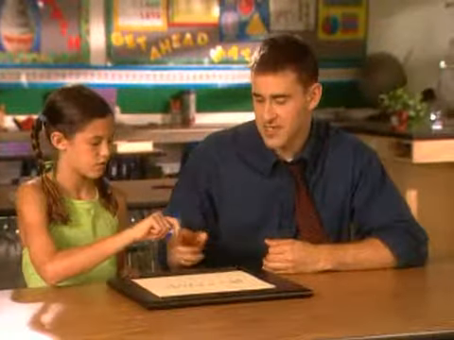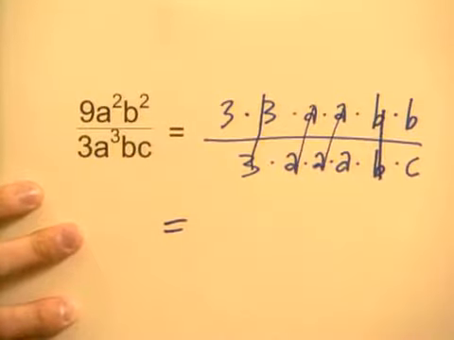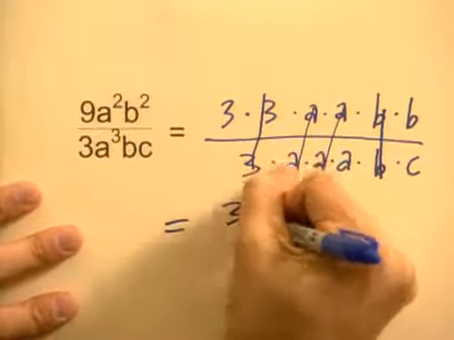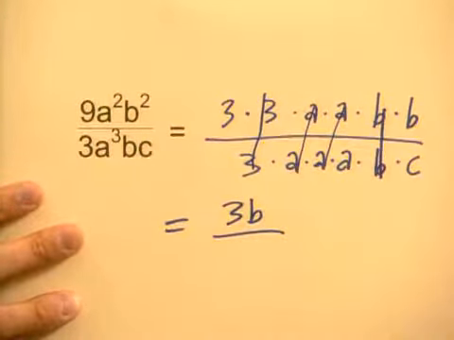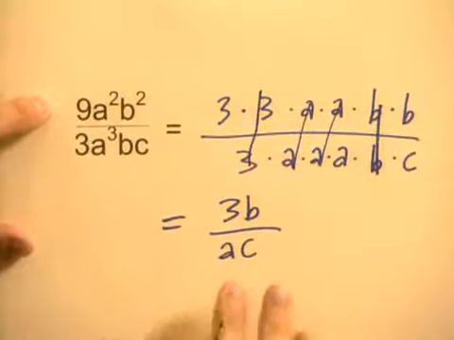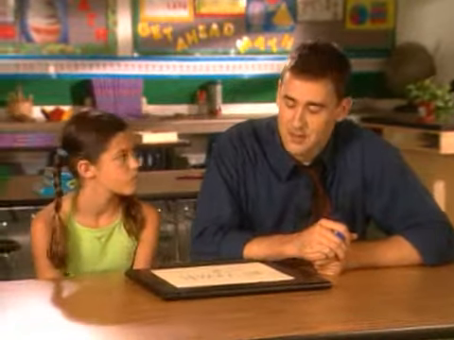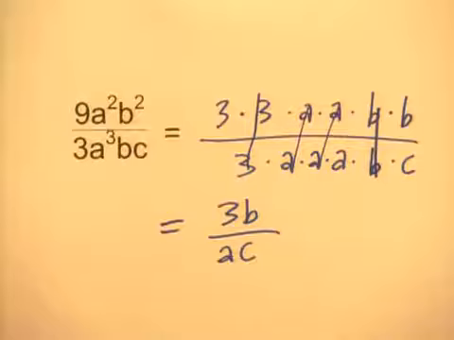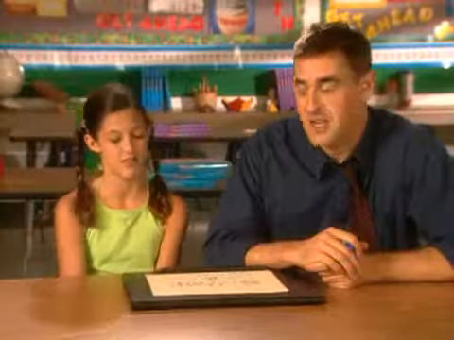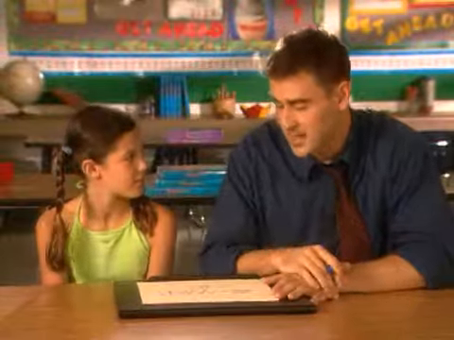So what's that leave us on the top? What's left on the top? 3b. And on the bottom? ac. So this fraction reduced is 3b over ac. Hannah, here's a really tricky question. What then is the greatest common factor of the numerator and the denominator? It's a hard question. 3a squared b. That's right. 3a to the second power b, or 3a squared b.